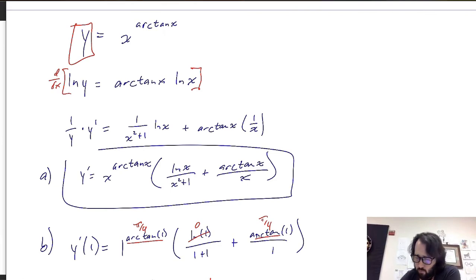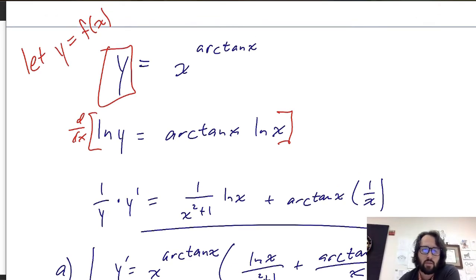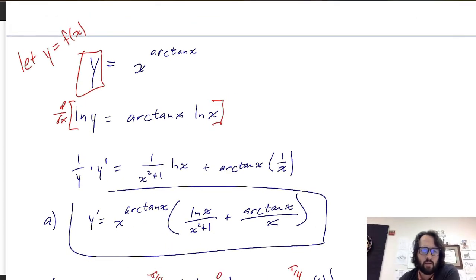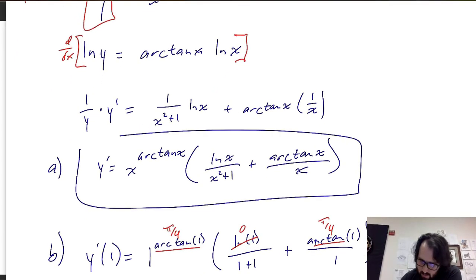So when I do this, and I do this to make logarithmic differentiation easier, I should probably have stated let y equal f of x, or f of x equal y, either way. So that way, now when I reference this, this y is my f of x.